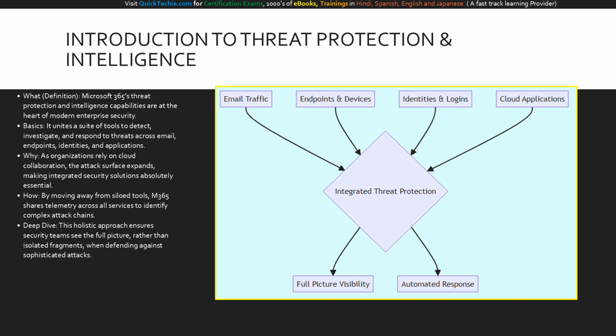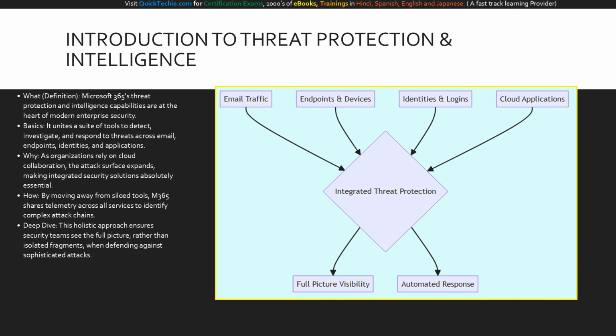Why is this holistic approach so vital? Because modern attackers do not attack just one system. They might phish an email, compromise an identity, and then deploy malware on an endpoint. By integrating threat protection natively, Microsoft 365 ensures that your security operations center can see the full picture, rather than disjointed, isolated fragments, allowing you to stop sophisticated attacks in their tracks.